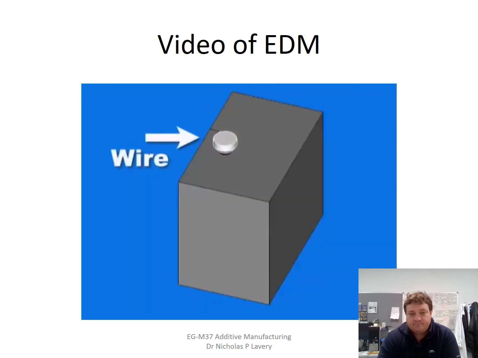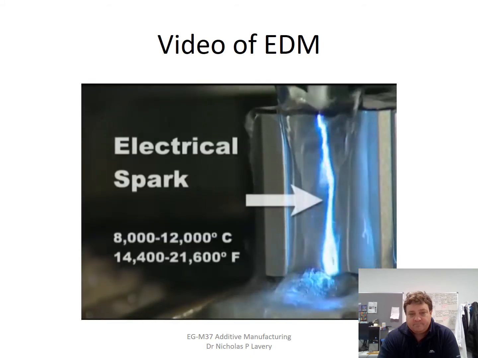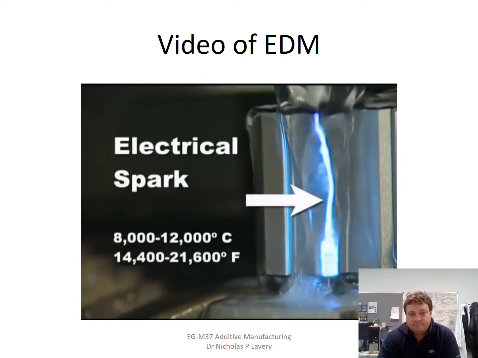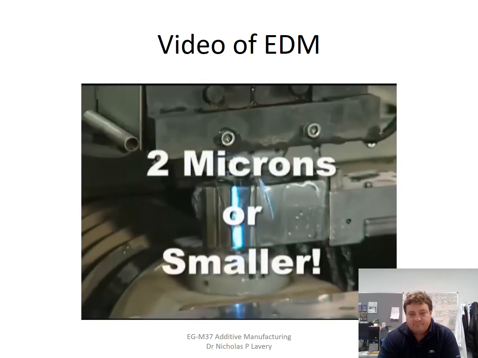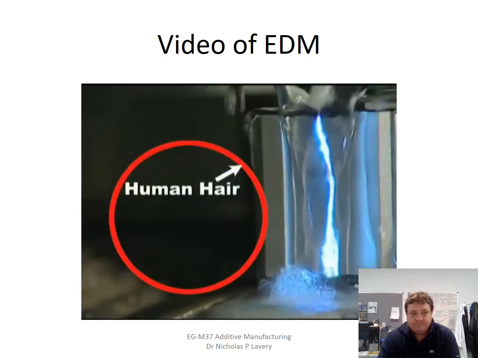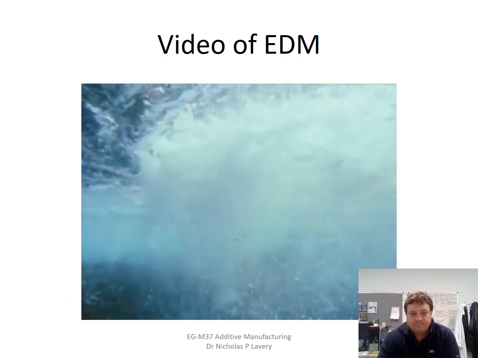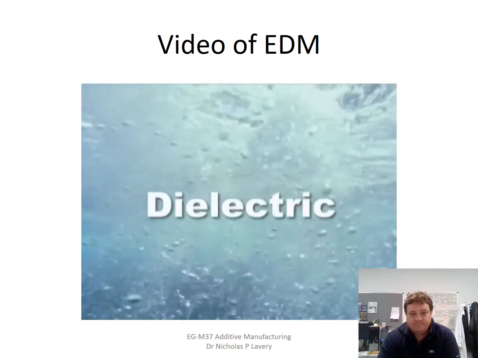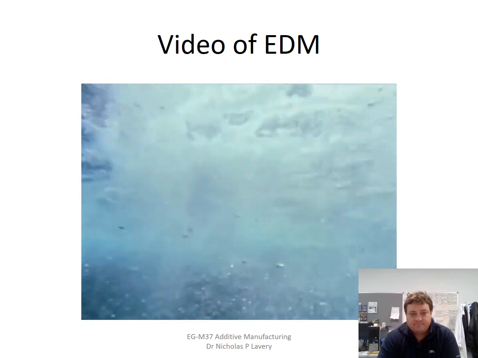The wire carries one side of the charge, conductive material carries the other side of the charge. And when the two get close, a white-hot electrical spark jumps the gap, melting away tiny dust particle-sized pieces of metal, 2 microns or smaller. How small is a micron? Well, if this was the diameter of a human hair, this would be a micron. But what's all this liquid? Well, that's the dielectric. Deionized water, really useful because it doesn't conduct electricity.